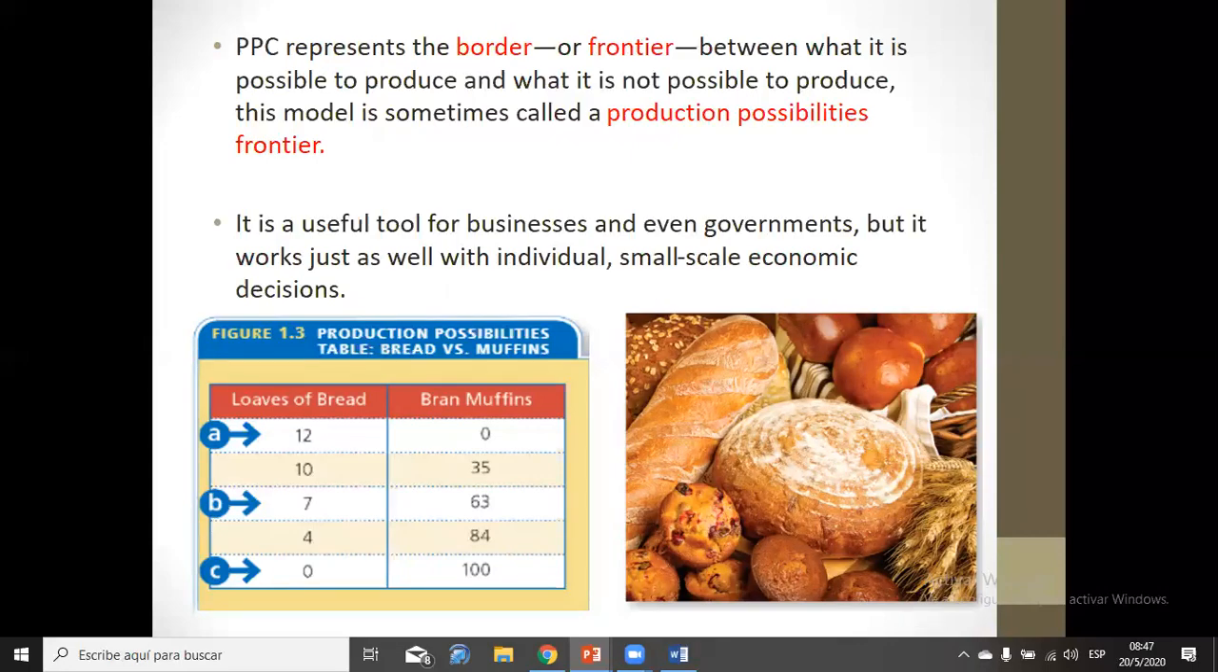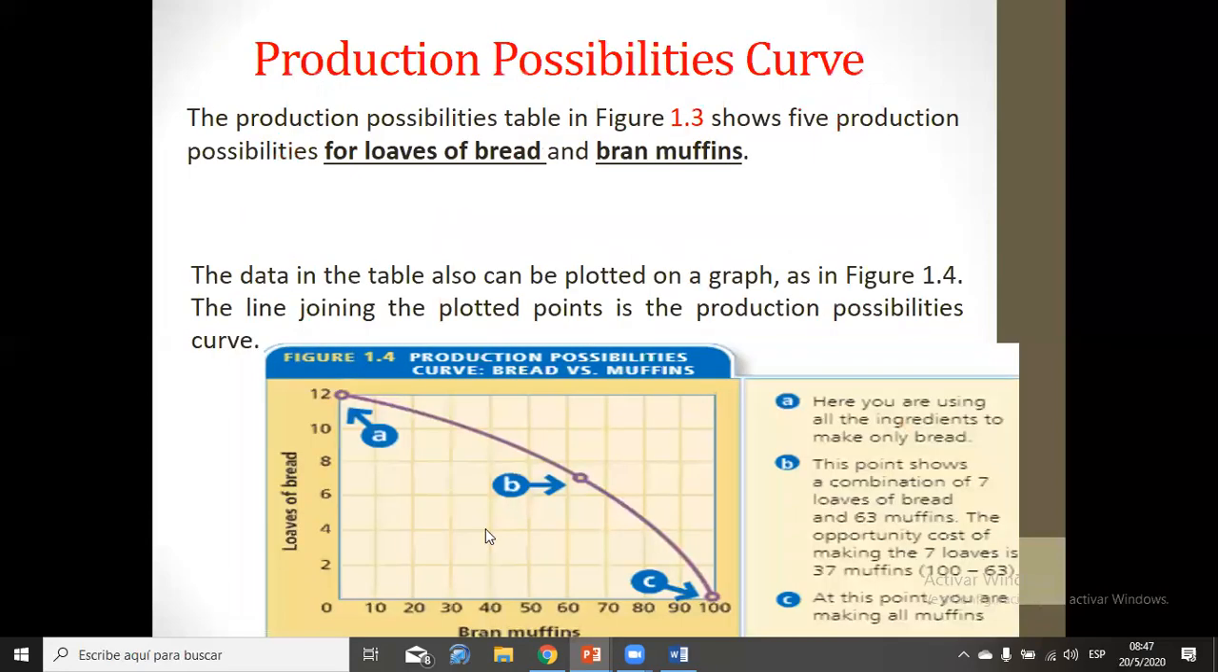muffins. Now, what was the opportunity cost for you to produce muffins? What was the opportunity cost? You had to give up 12 minus 7, 5. You had to give up 5 loaves of bread because you used those ingredients in order to make 63 muffins. So your 5 loaves of bread is your opportunity cost in order to produce 63 muffins, okay? Let's continue on the last one.